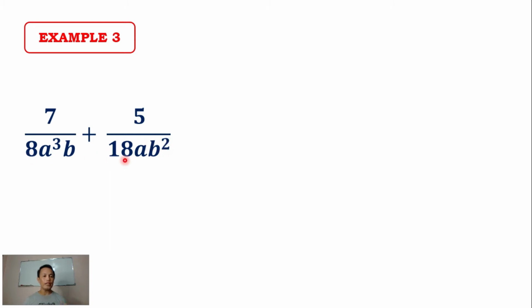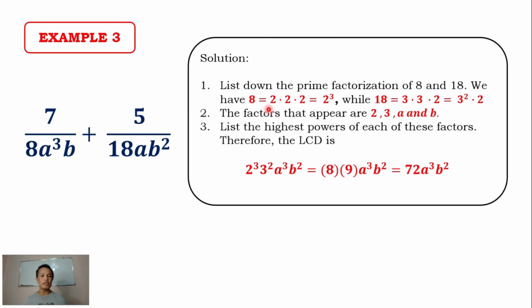Now for 8 and 18, what we need to do is list down the prime factorization of 8 and 18. For 8, we can factor it as 2 times 2 times 2, which can be written as 2 cubed. So 2 times 2 times 2 is 8, and we can rewrite this as 2 cubed, which is also equal to 8. The same thing happens for 18. 18 can be written as 3 times 3, which is 9, and 9 times 2 is 18. Since we have 3 times 3 here, we can rewrite this as 3 squared.